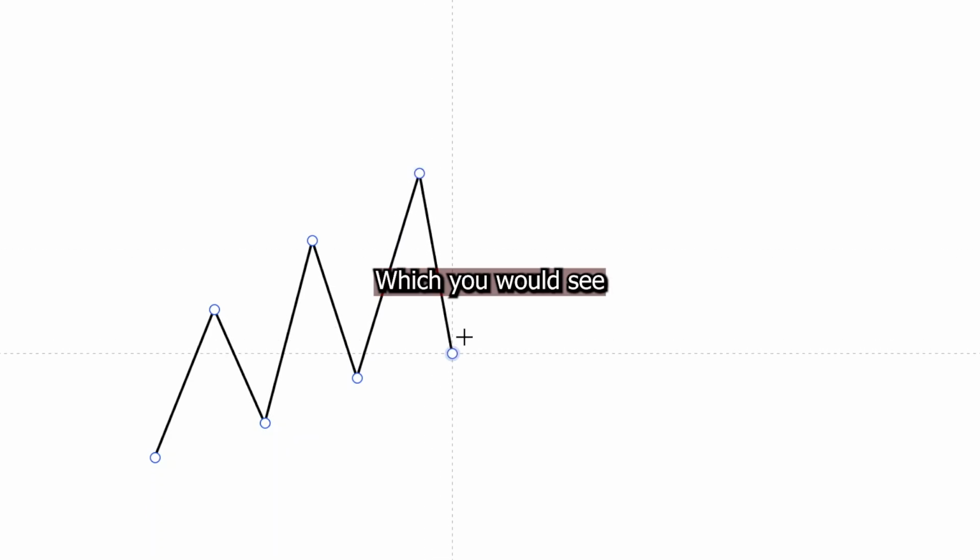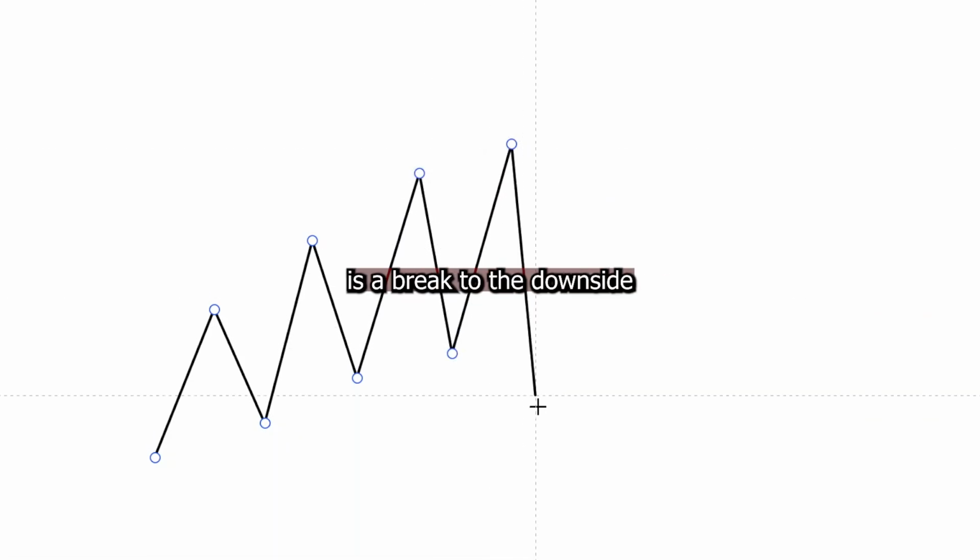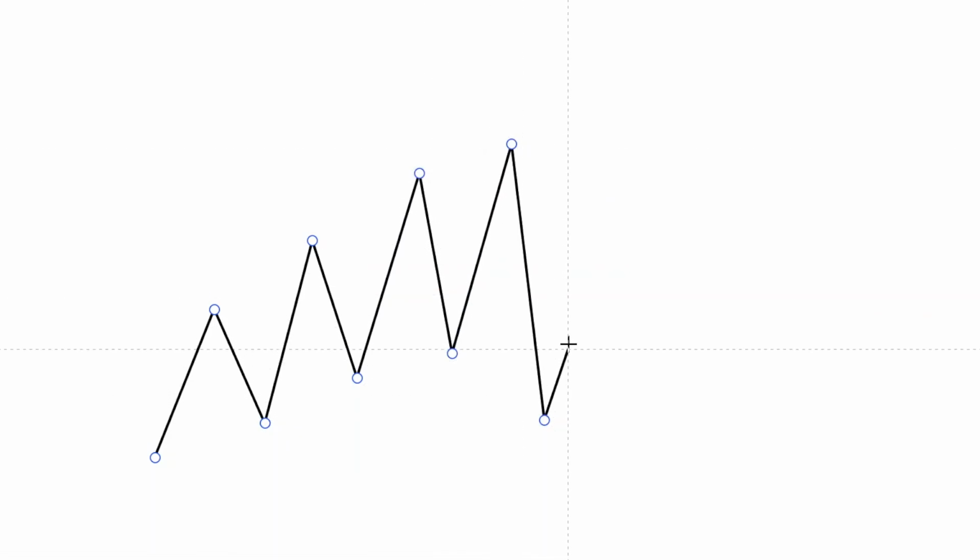So now if it was a bullish trend, what you would see is a break to the downside and price coming back inside of the range. So what do you have here? You have a break to the downside in a bullish trend, but your micro is showing you a bearish signal.